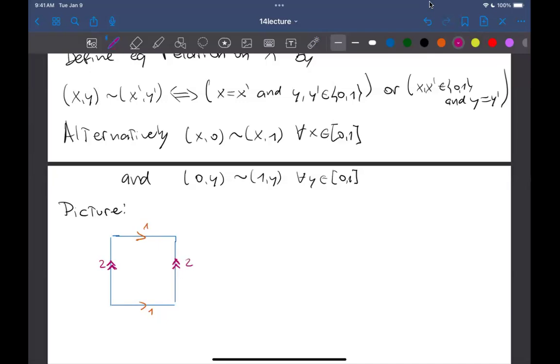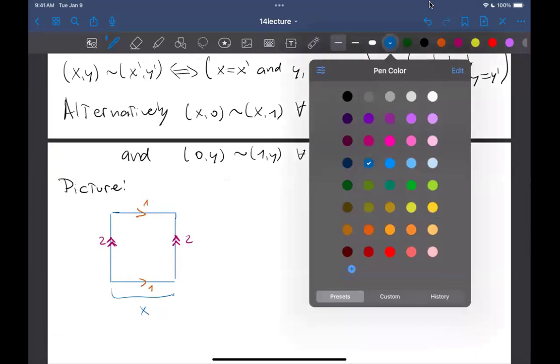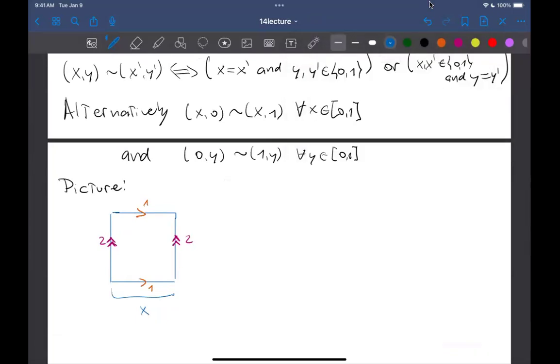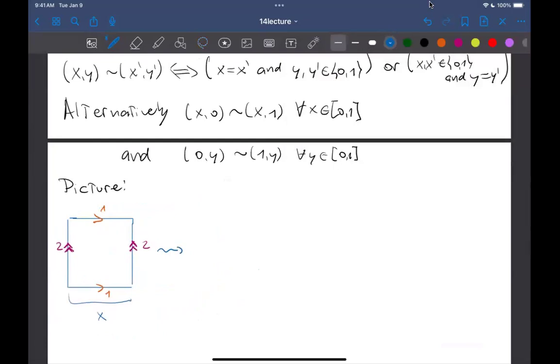So in other words, here the blue thing is my X, and then I'm using some colors to express the equivalence relation that I have. What I want to do now is, how do we go from the relation to our donuts? So let's first do 1.